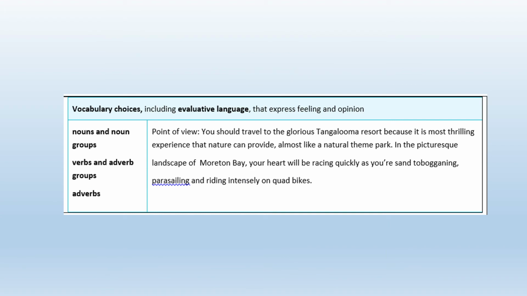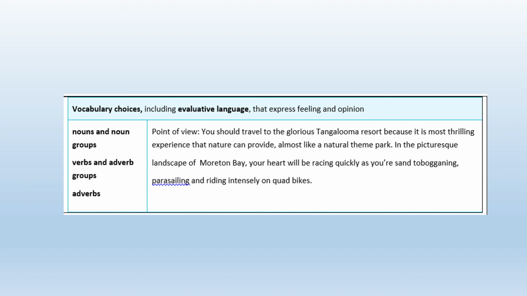On the next page, we also have some noun groups and some verb and adverb groups. So what I would like you to consider is when you do your feature text, making sure that you have a little bit of, not a lengthy paragraph, but just a little paragraph there that gives some more information so that they can really consider coming to this place. So I've selected my point of view, which is you should travel to the glorious Tangalooma Resort because it is the most thrilling experience that nature can provide, almost like a natural theme park.